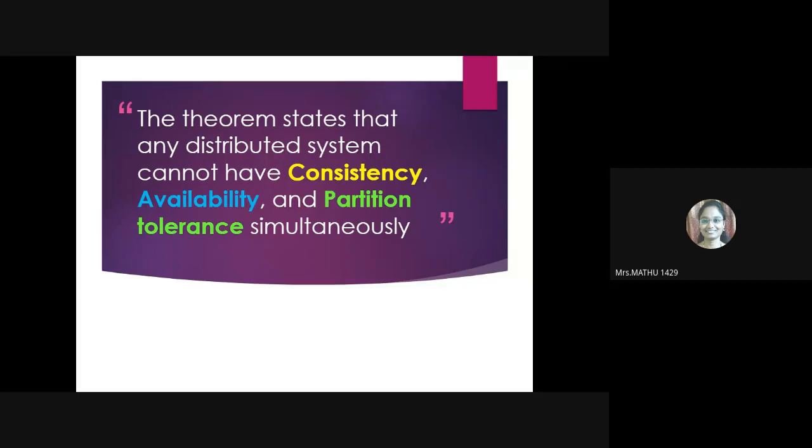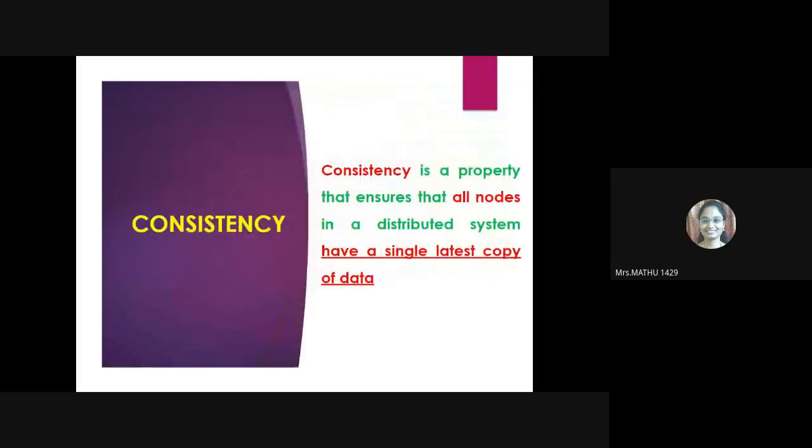Definitely, if there is consistency, availability will not be there. If there is availability, partition tolerance will not be there. Okay, so one thing will be missing, and all three characteristics will not be present in a distributed system simultaneously. That is what they are trying to prove in this CAP theorem. So we'll look into it one by one: what is consistency, what is availability, and what is partition tolerance?